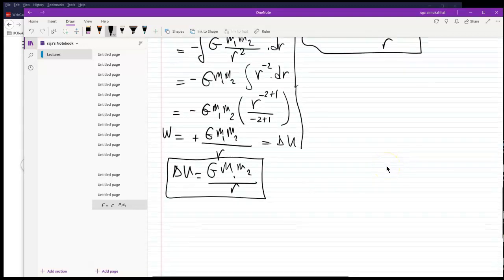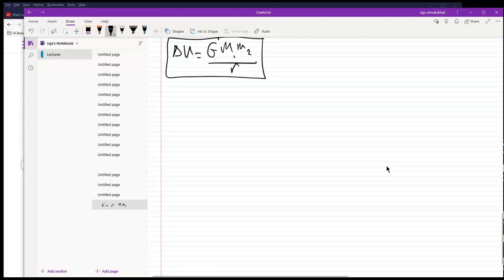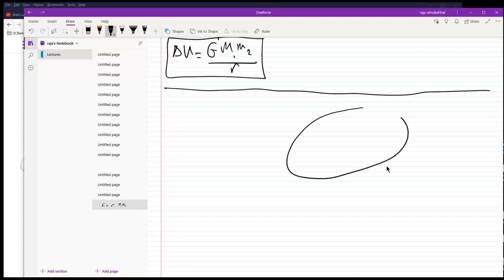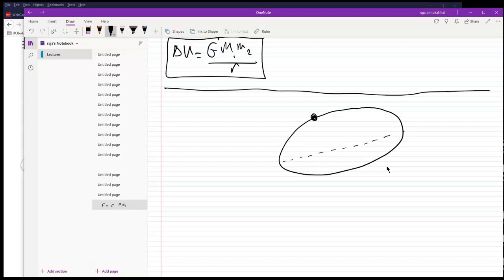Let's say, for example, let me just use a bigger page. Let's say you have an object. Let's say you have the Earth going around the Sun. Here is the elliptical orbit. Here is the, oops, let me do it again. And let's say here is the Earth right here, and here is the Sun right there, for example. Okay, so this is the Sun, and here is the Earth going around it. Okay, so it's going around the Sun.